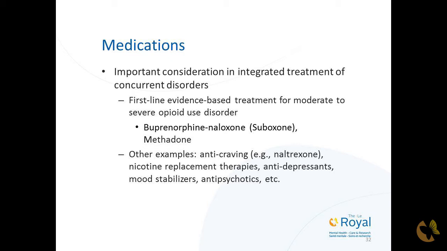So there's not a lot of evidence for doing other psychosocial type treatments for folks with moderate to severe opioid use disorder if you don't have this in place. Other examples could be stuff like naltrexone, which is an anti-craving medication, nicotine replacement therapy, antidepressants, mood stabilizers. So medications can be a very important component of care.